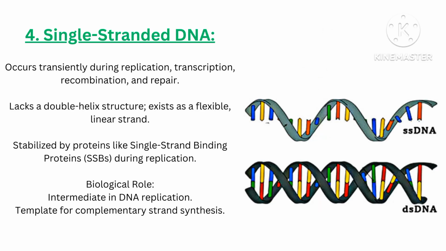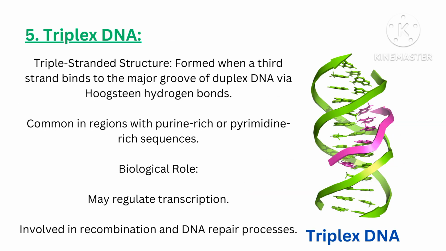4. Single-stranded DNA, ssDNA. Features: occurs transiently during replication, transcription, recombination, and repair. Lacks a double helix structure. Exists as a flexible, linear strand. Stabilized by proteins like single-strand binding proteins, SSBs, during replication. Biological role: intermediate in DNA replication. Template for complementary strand synthesis.